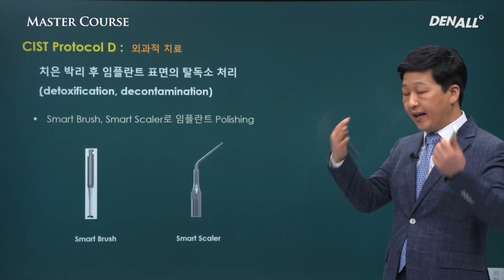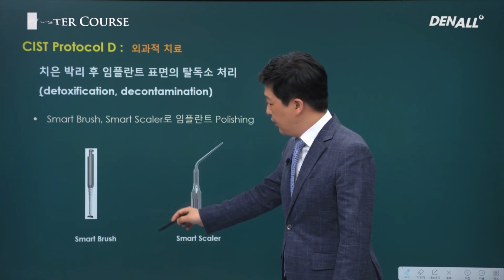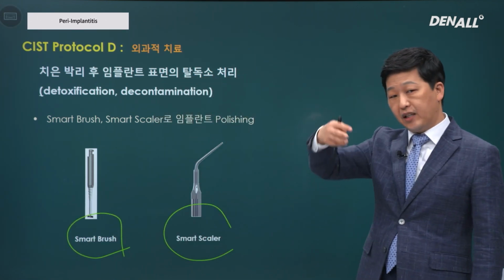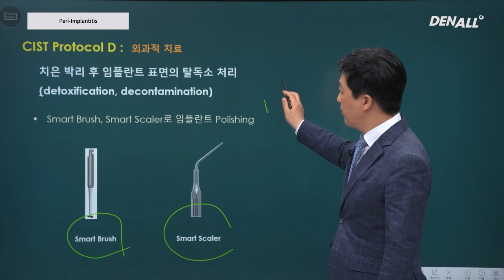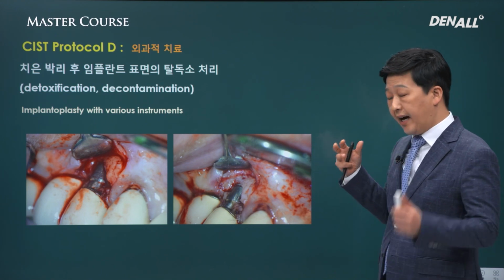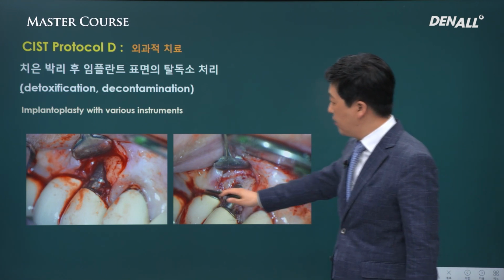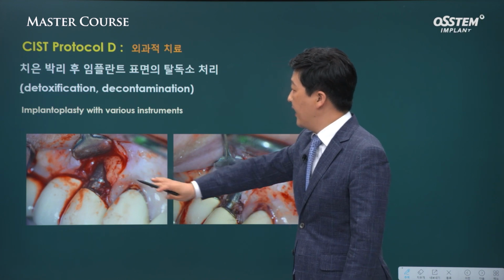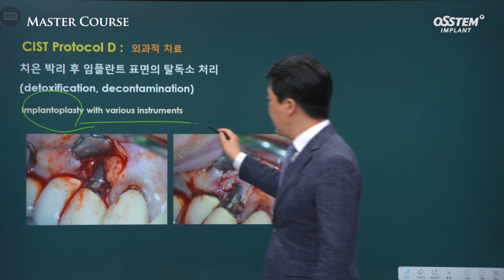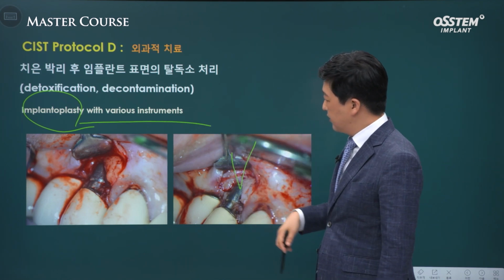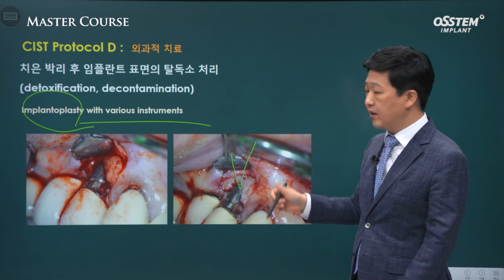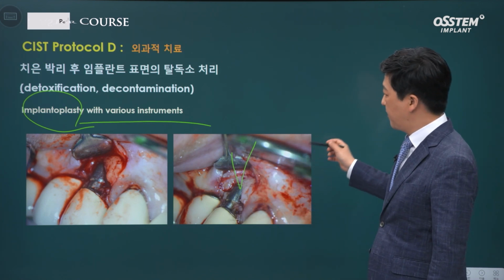After ablation, you can use Osstem's smart brush or smart scaler to clean the implant surface. This is done frequently. You can use high speed or low speed to make the rough implant surface smooth. You can do implantoplasty. I think this is a very effective method based on my experience. I've done quite a few. It can stop the progression of peri-implantitis.